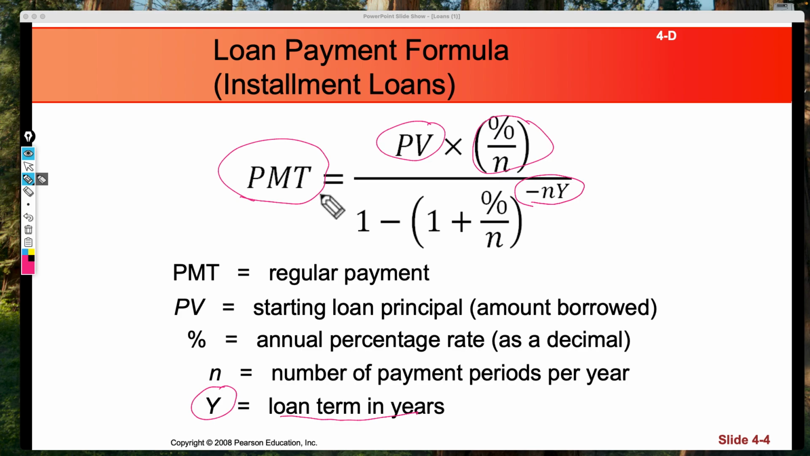What happens here is because this is in the denominator, the longer time we have, the payment will be lower. So if you pay it out over 30 years instead of 10 years, your payments will be lower. But you've got to be careful here. While the monthly payments are lower, the total interest paid, because you're paying it for a longer period of time, we're going to see will actually be higher.